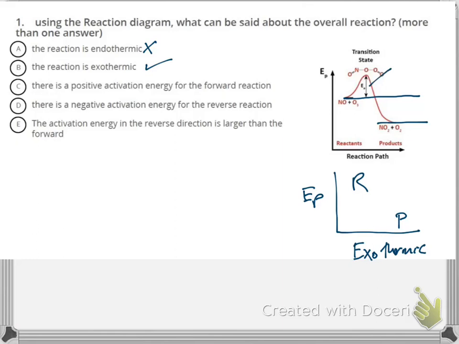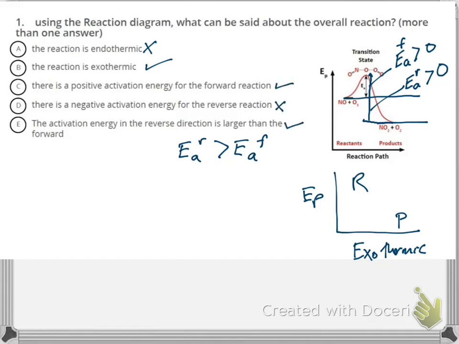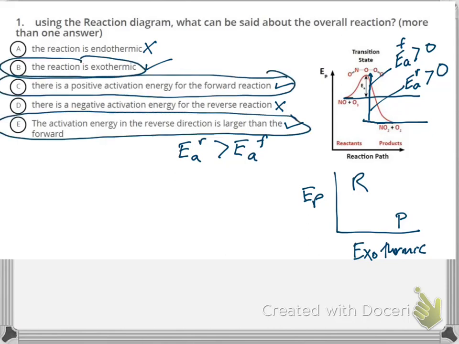There's a positive activation energy for the forward reaction, and all activation energies are always positive, right? It happens to be smaller for the forward reaction than it is in the reverse. But they're both greater than 0. They're always greater than 0. And we see that the reverse activation energy is greater than the forward reaction. This is characteristic of an exothermic reaction when the products are more stable. And so we would pick B, C, and E.